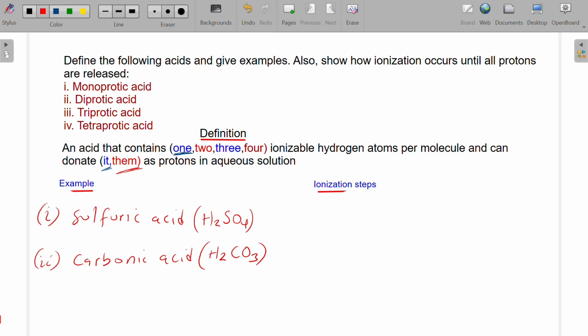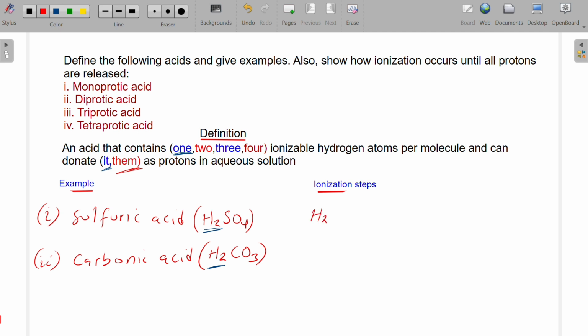On the ionization, remember these are now diprotic acids. They contain two hydrogens that they can give out. You can see we have two hydrogens here, we have two hydrogens there. So they can give out two hydrogens. Now, let's go to the ionization steps. Since they can give out two hydrogens, they will have two ionization steps. So let's go into that. We'll use just one acid, then you can apply the same concept on the other.